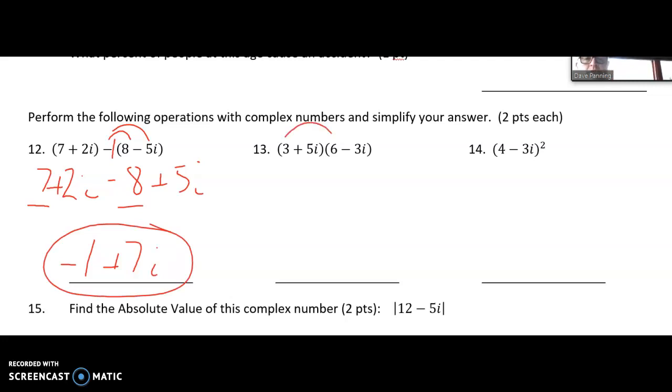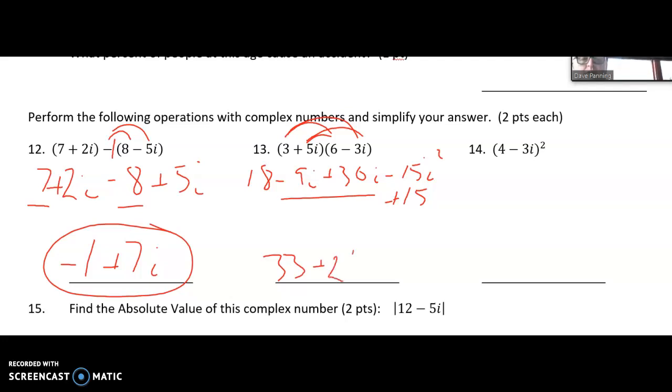13, we're going to have to distribute. 3 times 6 is 18. 3 times negative 3i is negative 9i. 5i times 6 is 30i. And 5i times negative 3i is going to be negative 15i squared. But i squared is negative 1, so this is actually going to be positive 15, because it's negative 15 times negative 1. 18 plus 15 is 33. And then negative 9 and positive 30 is positive 21i.